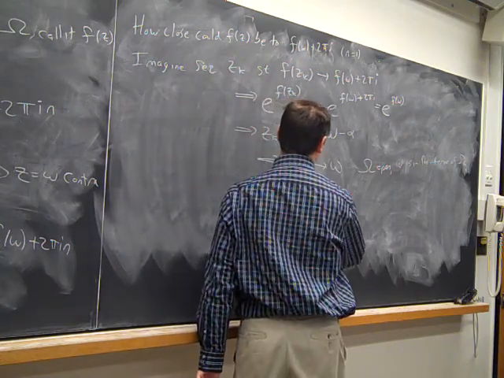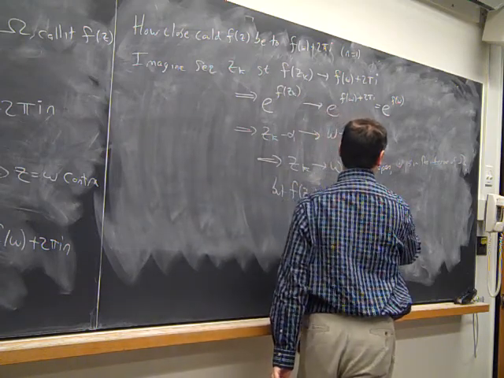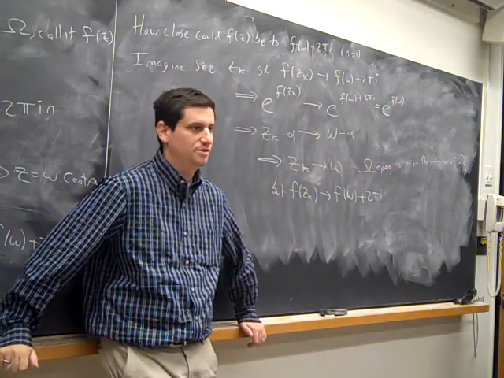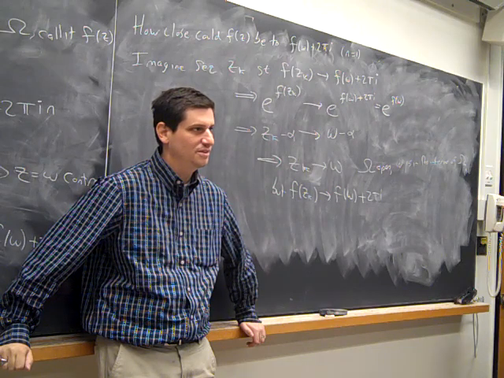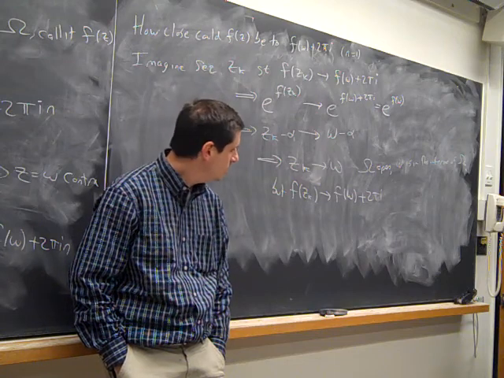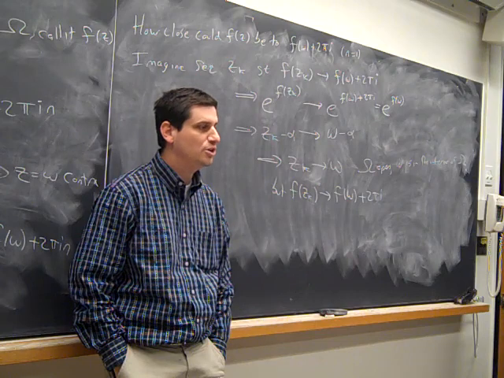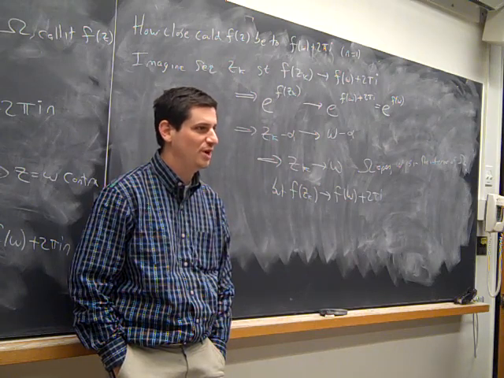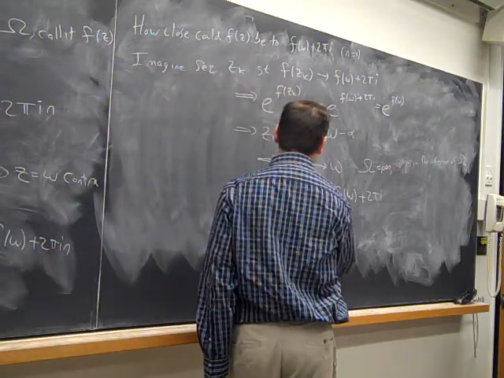But f of zk is converging to f of w plus 2 pi i. How does that make you feel? Isn't that a contradiction? It's a contradiction. It's discontinuous. As you get closer and closer to w, your value gets closer and closer to f of w plus 2 pi i. This violates continuity.